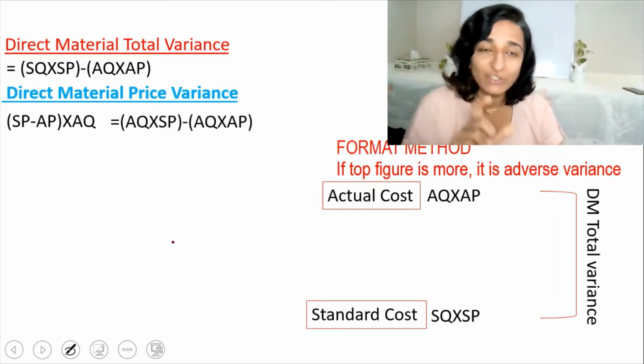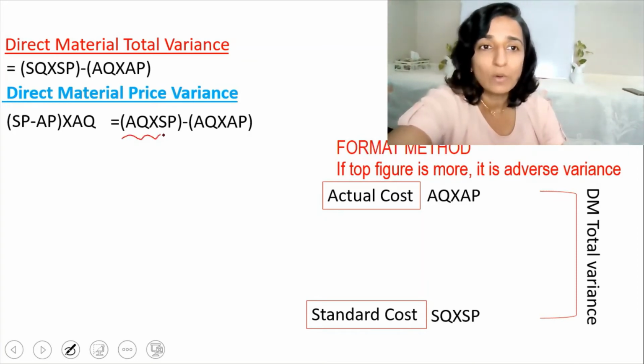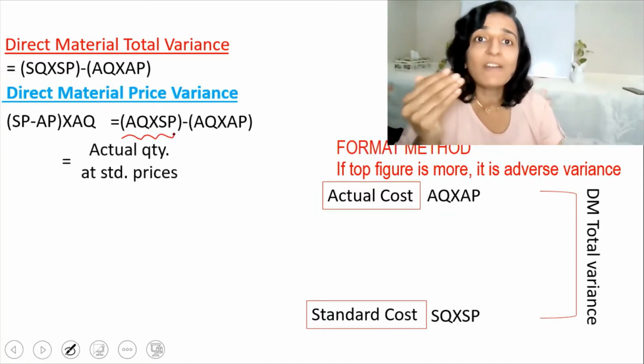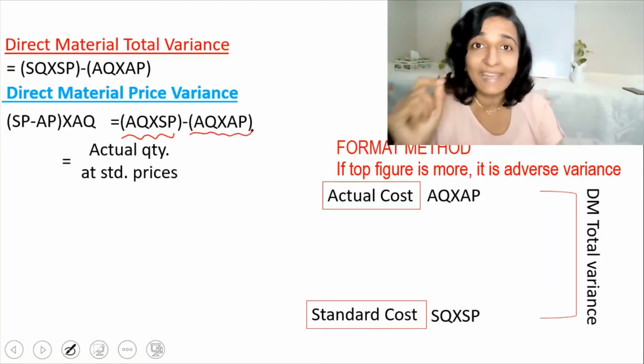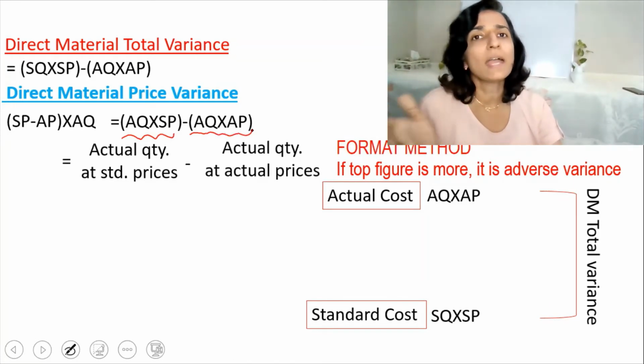So it is actual quantity multiplied by the standard price minus actual quantity multiplied by the actual price. Okay. And what is this actual quantity multiplied by standard price? It is actual quantity valued at standard prices. And what is actual quantity multiplied by AP or actual price? It is actual quantity valued at actual prices.